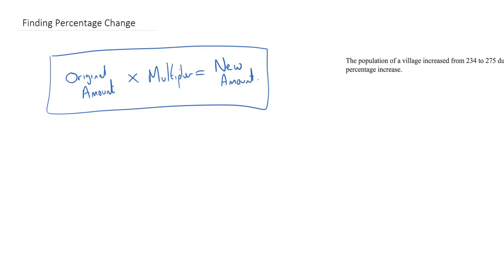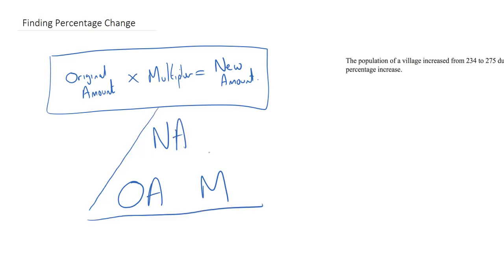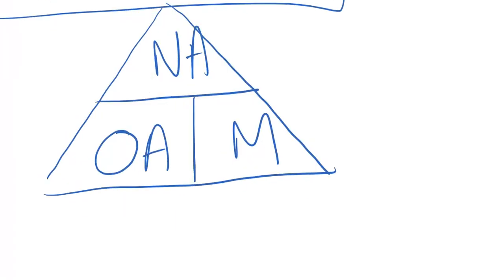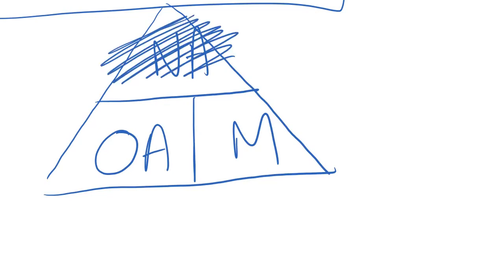I want to simplify and use a little triangle. You may have seen this before in a science lesson, but if I have an original amount and a multiplier giving me a new amount, we can create one of these triangles. Hopefully you already know how to use those triangles, but if you don't, it's really simple. If I want the new amount, I cover it up and I can see that I've got multiplication. I've got them next to each other. So those two times together give us that new amount.